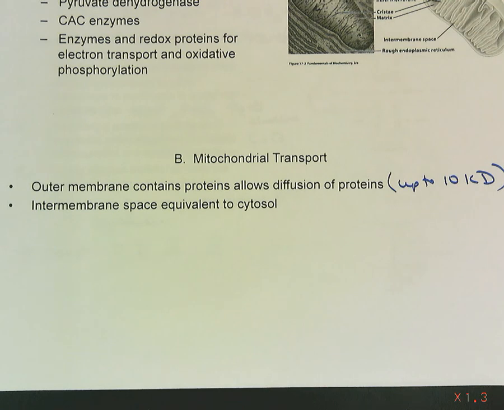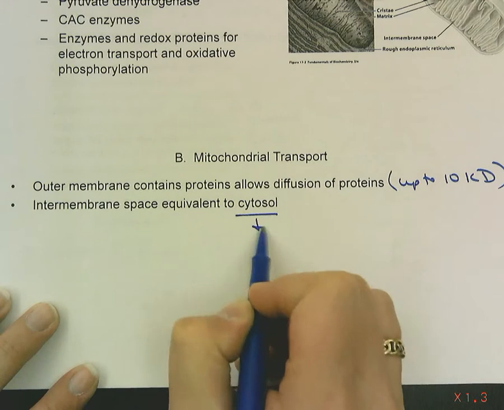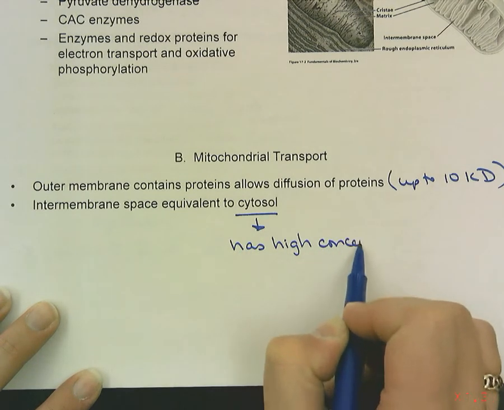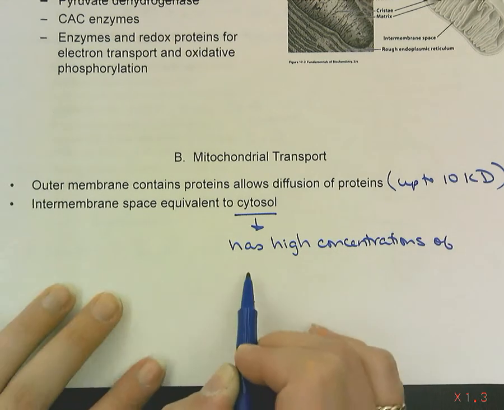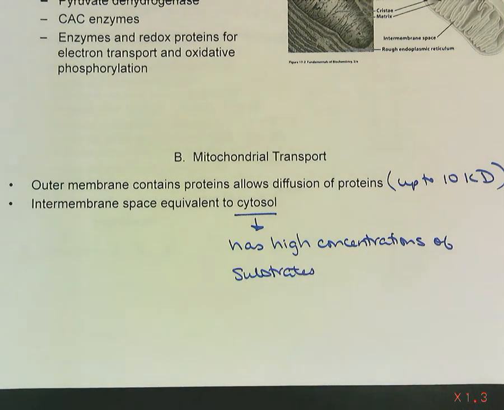The inner membrane space is often considered equivalent to the cytosol in that it has high concentrations of substrates. That's where all of our substrates needed to do all of our cycles are found. So you can think about it kind of like the cytosol. It's just a big soupy mix of all kinds of intermediates, substrates, ions, things like that.